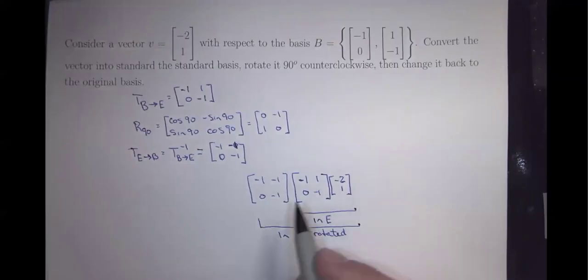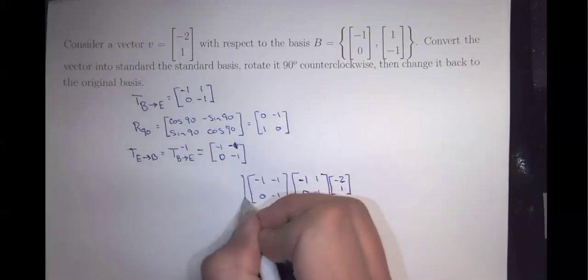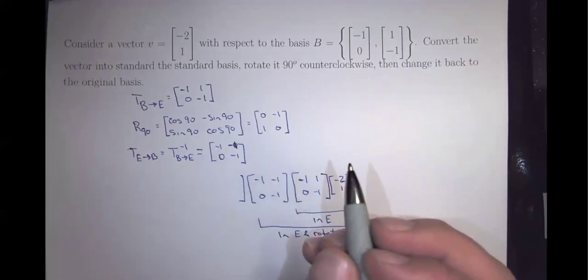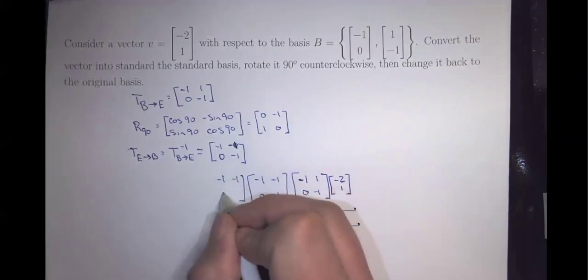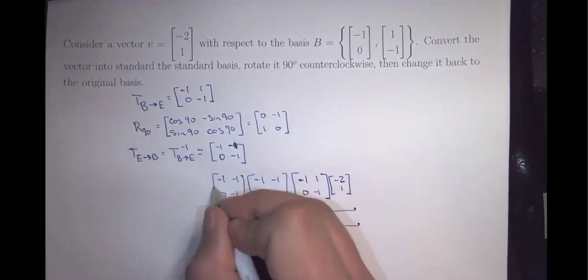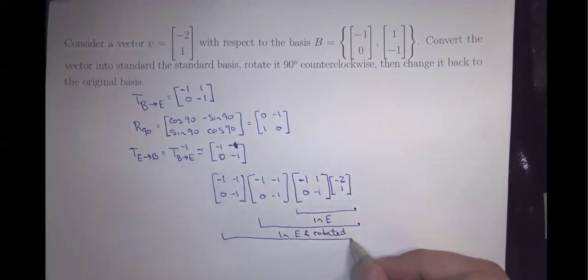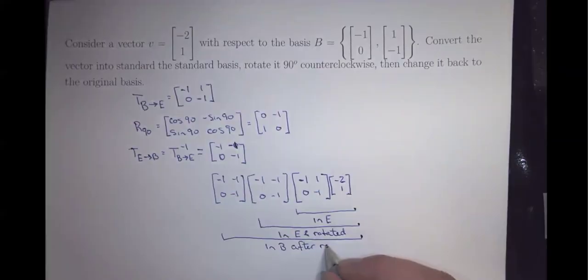And then if I want to take that vector that's in E and rotated and move it back to basis B, I multiply by -1, -1, 0, -1. So this is back in B after the rotation.